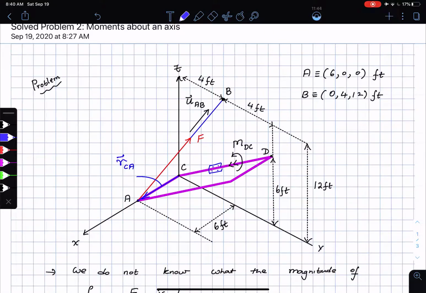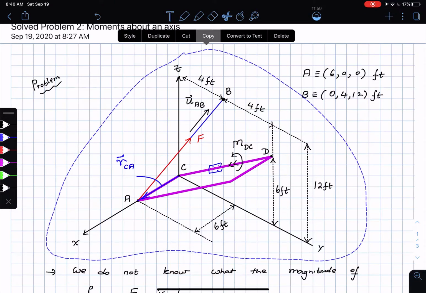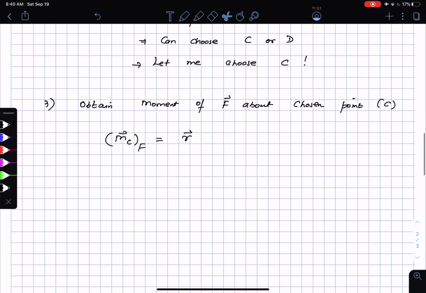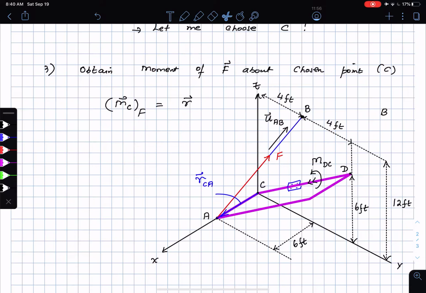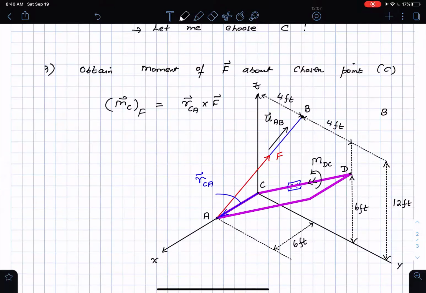I'm making use of the same figure that I had from before, so maybe it's a good idea to bring this figure down and keep it onto the side here when I'm looking at the cross product and so on. So in this situation, this is going to be RCA cross the force F. So if I do this, then I have the following. MC due to the force F is going to be RCA, which is fairly a no-brainer, right?